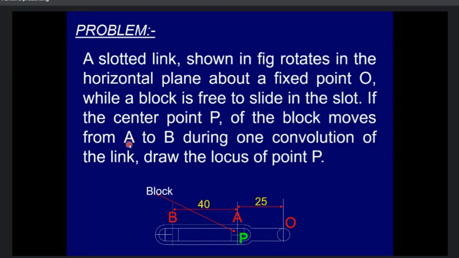This is going to revolve about the fixed point O. A slotted link is to be revolved about a fixed point O. Now, what is fixed point O? A pole. Okay. And this is going to revolve. Now let us see whether the direction is given or not.